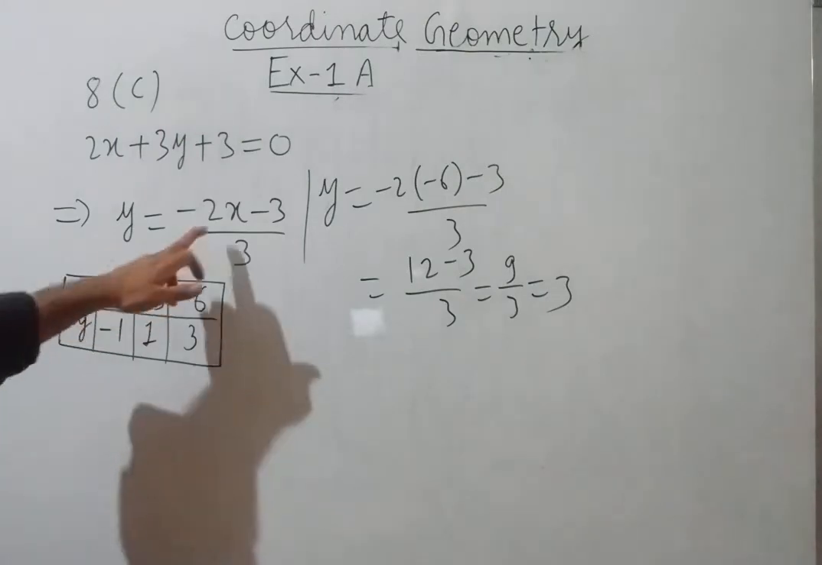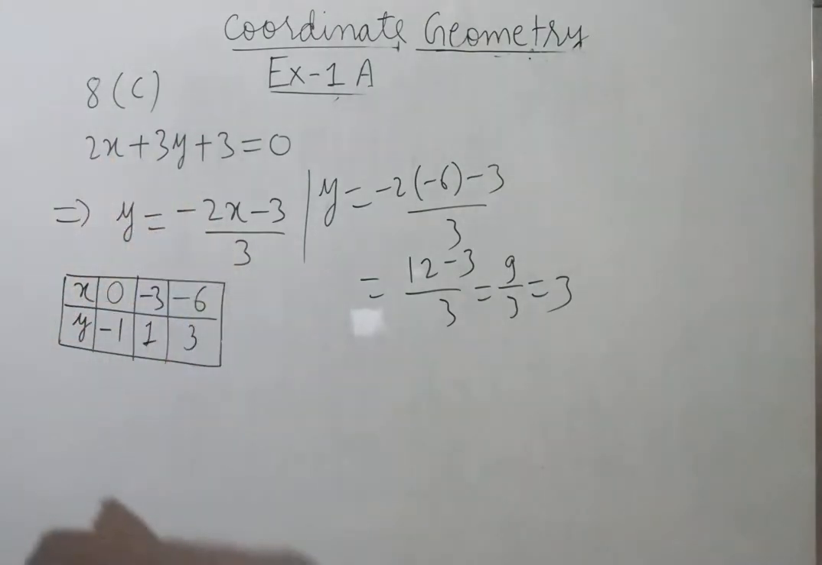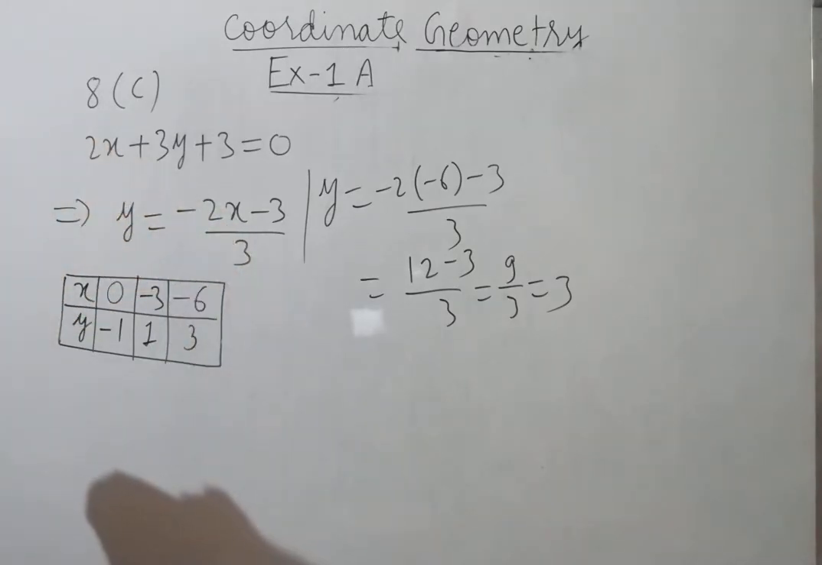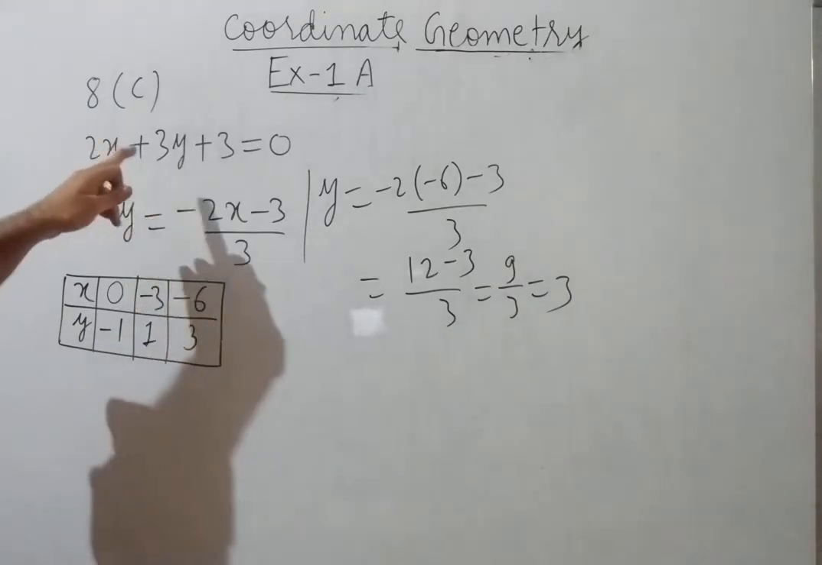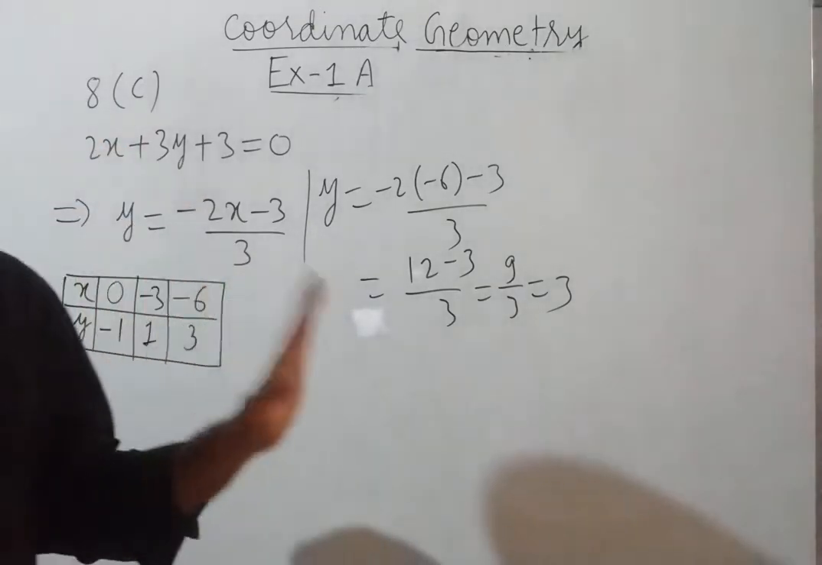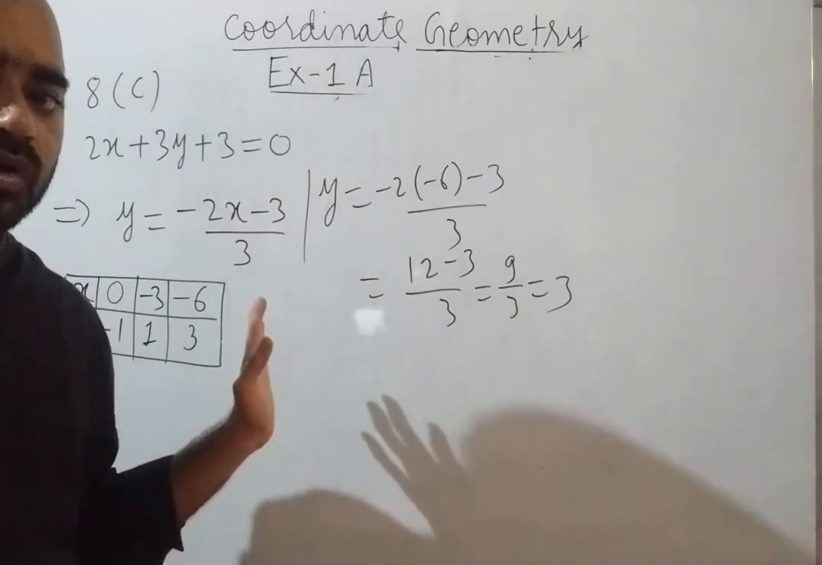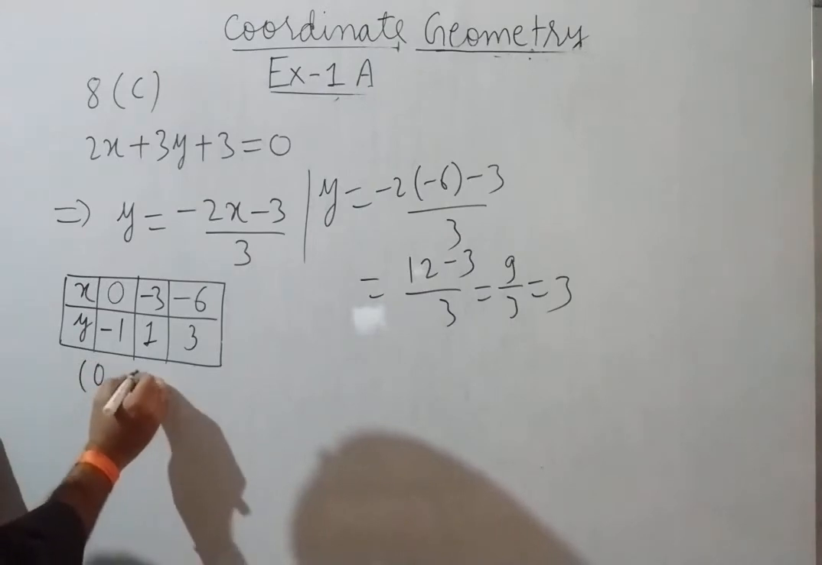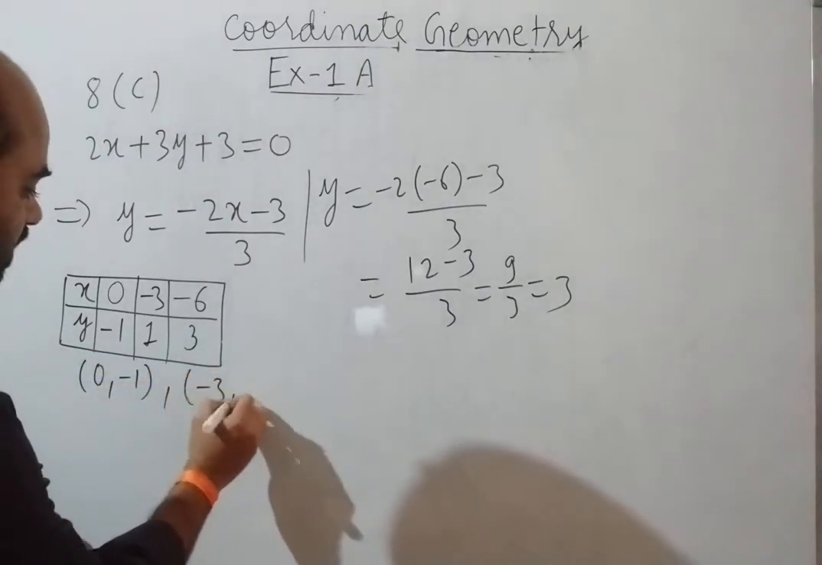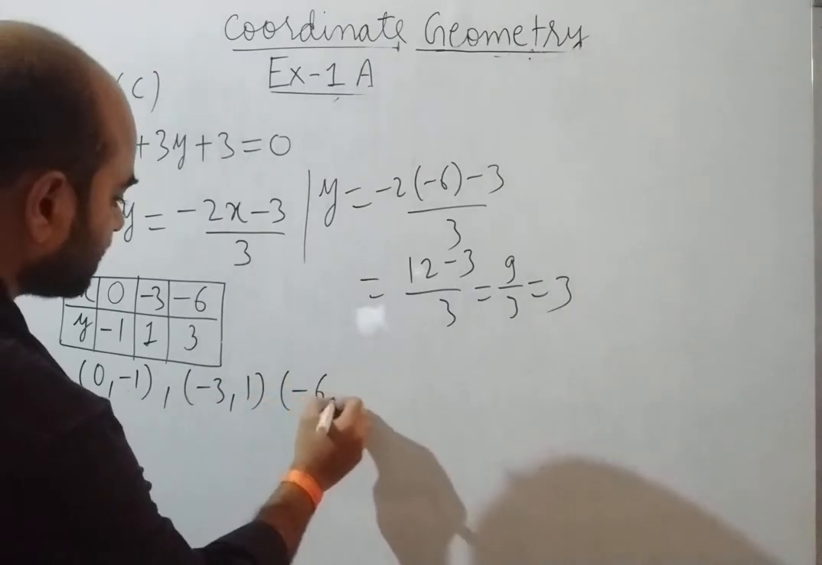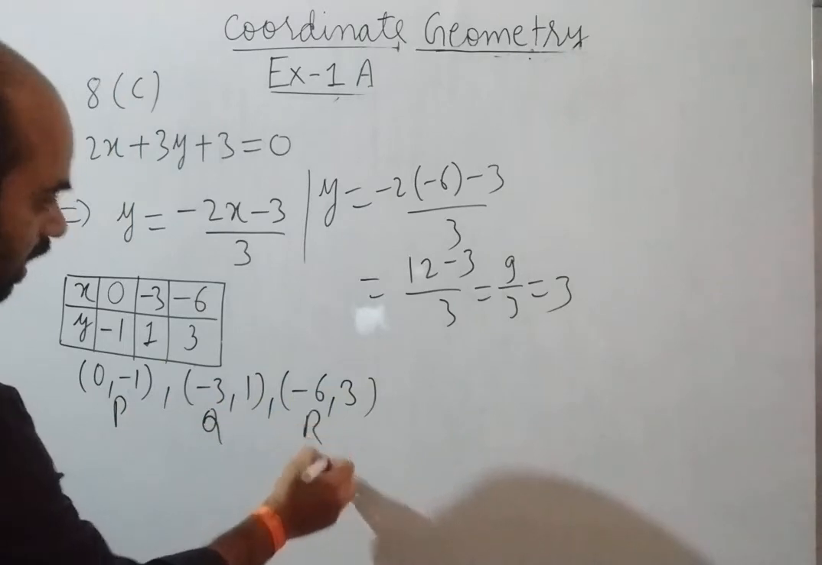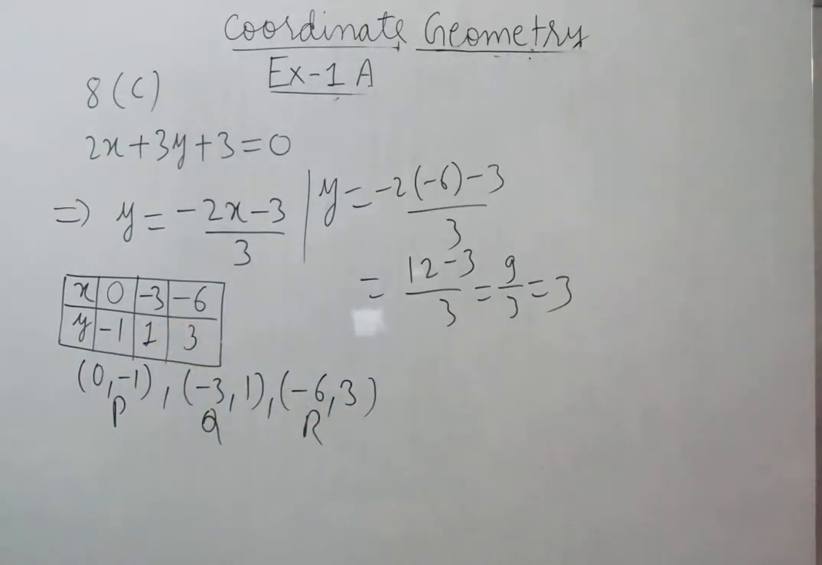You can check. If x is 0, y will be minus 1. If x is minus 3, then minus 2 into minus 3 is plus 6, minus 3, it means 1. If x is minus 6, y will give 3. Okay, so we have 3 ordered pairs. Now we have to plot on the graph. So ordered pairs are (0, minus 1), (minus 3, 1) and (minus 6, 3). Suppose these are P, Q, R. So we have to plot P, Q, R.